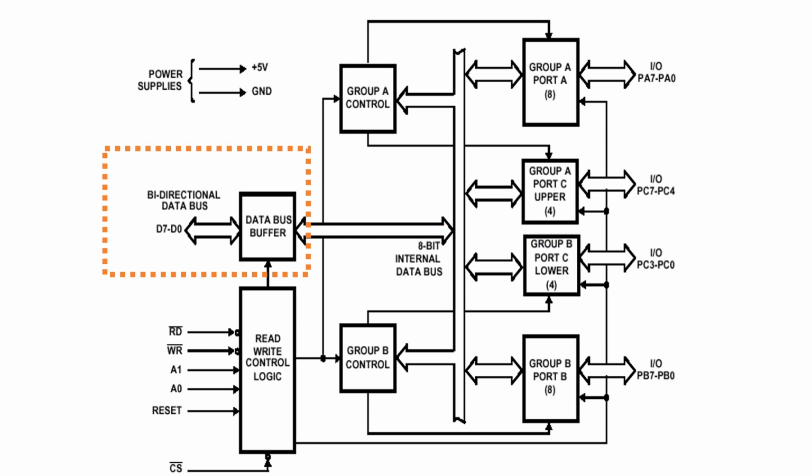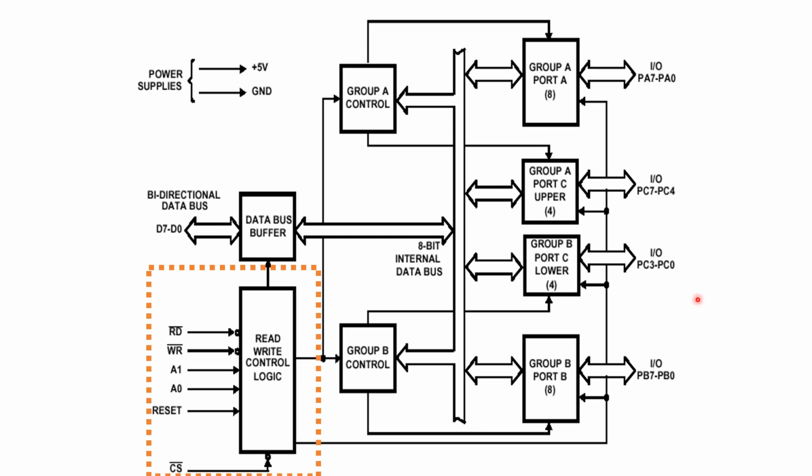Now let's check out the different parts of the 8255 in detail. First, this is the data bus buffer. This data bus buffer is used for transmitting data from the peripheral devices to the CPU or vice versa. So this is the data bus buffer used for data transfer. Next we have the read-write logic. The function of this block is to control the internal operation of the device and to control the transfer of data and control status words.